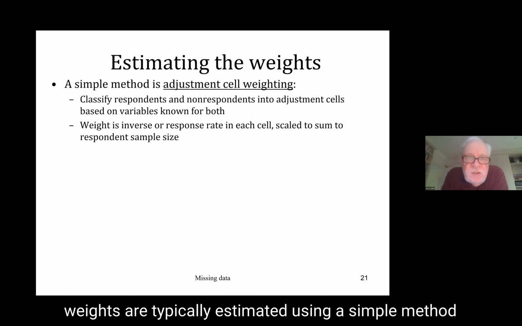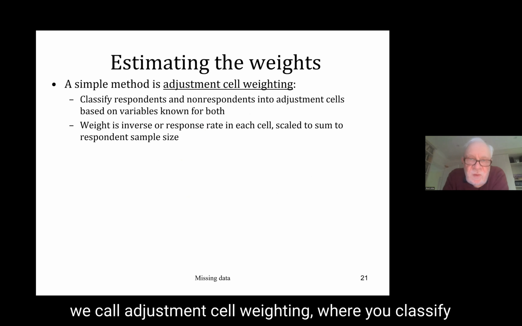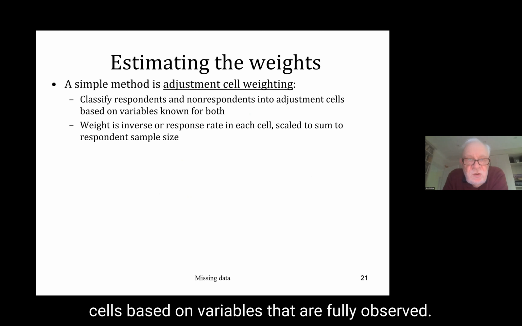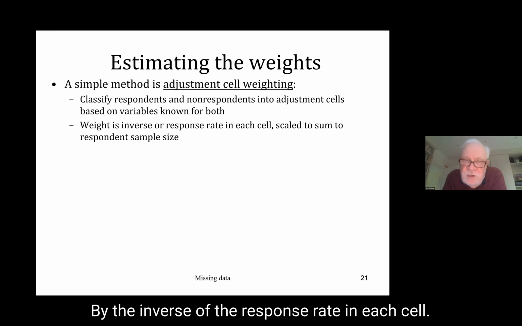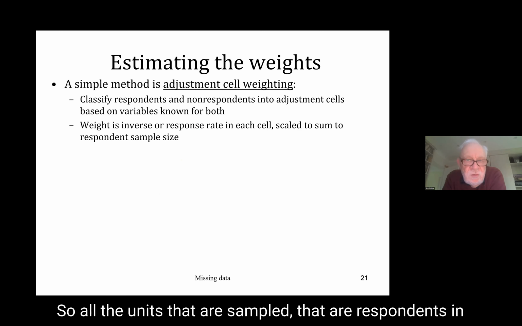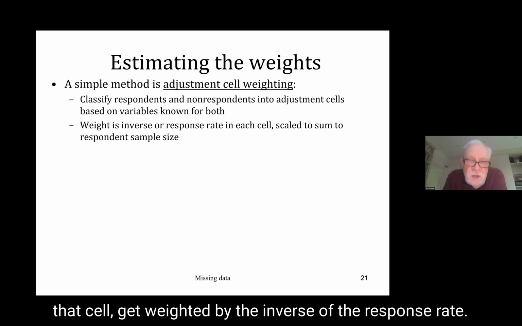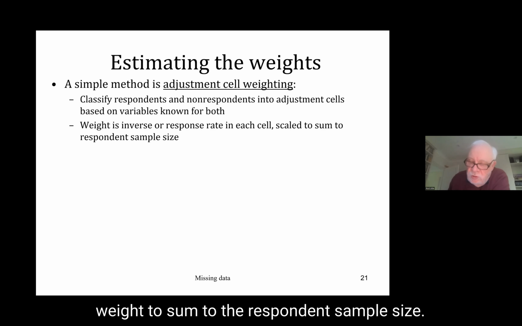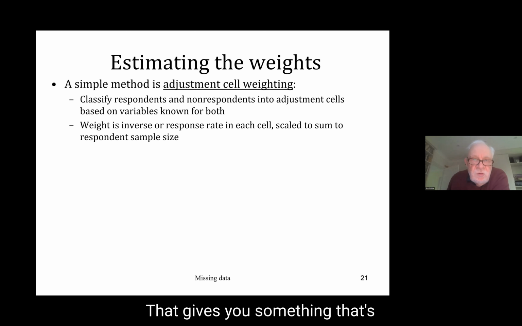Non-response weights are typically estimated using a simple method we call adjustment cell weighting, where you classify responders and non-responders into adjustment cells based on variables that are fully observed. Then you weight by the inverse of the response rate in each cell. So all the units that are sampled, that are respondents in that cell, get weighted by the inverse of the response rate. Then you would rescale the weights to sum to the respondent sample size. That gives you something that's closer in terms of standard errors.